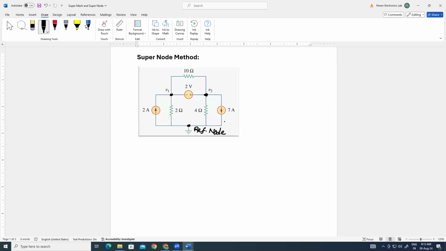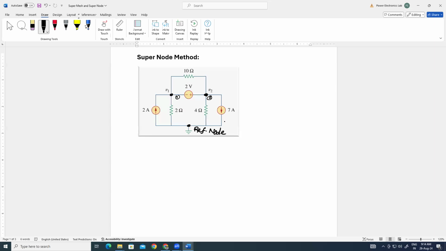Here you can see that the node voltage at this point will be 0 because this is grounded. So we have remaining 2 nodes only, node 1 and node 2. Node voltages V1 and V2 are represented. So how will we apply the simple node method? You have to assume the currents.